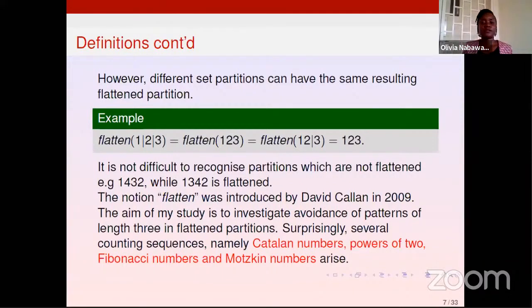And the aim of my study is to investigate the number of distinct flattened partitions avoiding patterns of length 3. And we have several counting sequences that result. For example, the Catalan numbers, I'm sure you've heard about them, powers of 2, Fibonacci numbers and Motzkin numbers. These are some of the sequences that we're able to come up with.